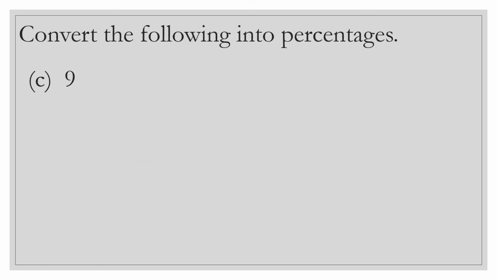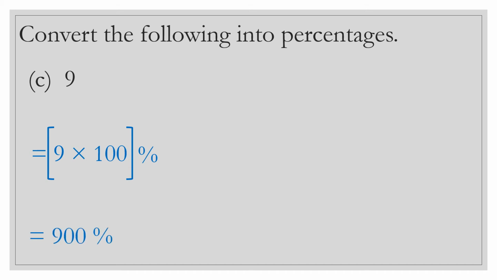Let us solve one more question. Question number C. Convert 9 into percentage. So multiply the whole number by 100 and put the percentage symbol. That means write 9 multiplied by 100 in bracket and put the percentage symbol after bracket. Now do the multiplication. 9 hundreds are 900. So we get 900 percentage.